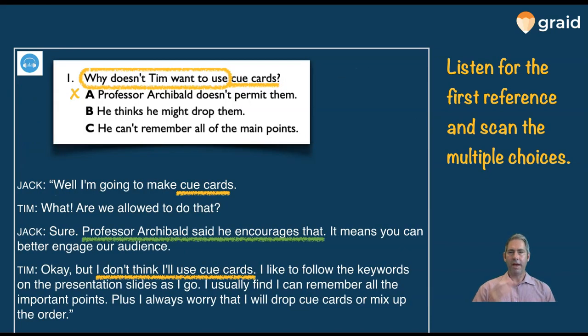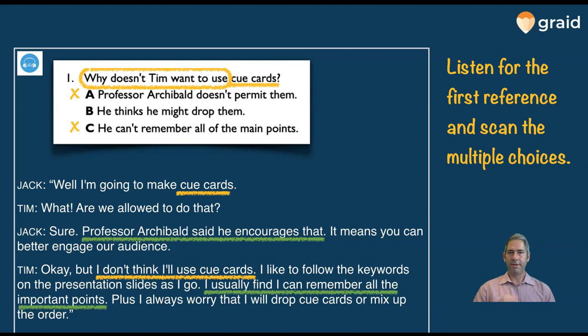So, as we scan through the different choices, we hear a reference to Professor Archibald. Jack says, "Professor Archibald said he encourages that. He encourages using cue cards." So that's contradicted on the question paper, where option A says, "Professor Archibald doesn't permit them." That means we can mark that as incorrect.